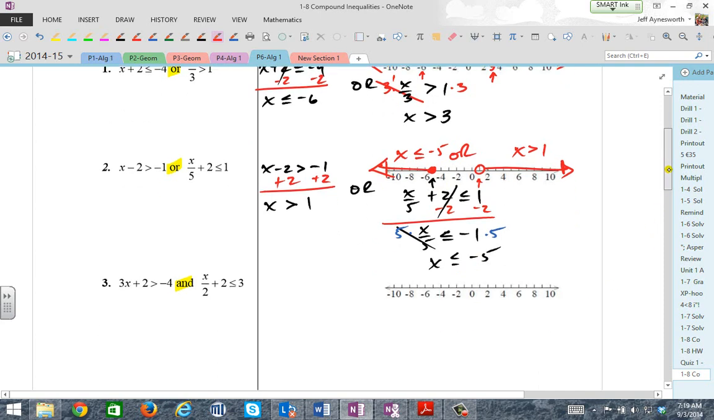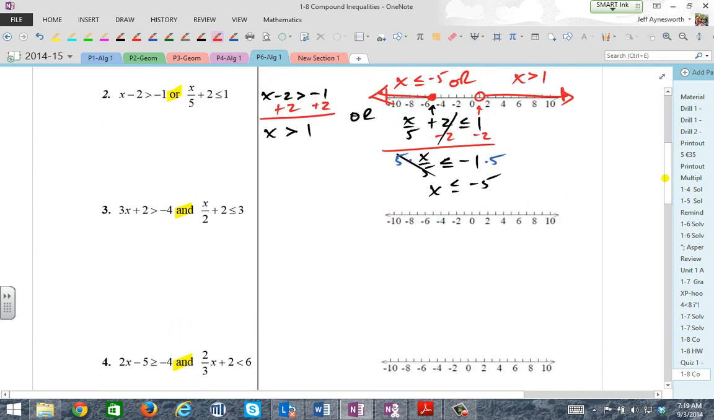Now, the next few inequalities are quite different. These cases here, the and cases, you got to interpret a little bit differently. So let's go through that. You got 3x plus 2 greater than -4. And now, x divided by 2 plus 2 must be less than or equal to 3. Here, for the and statement, you got to satisfy both of the inequalities at the same time.